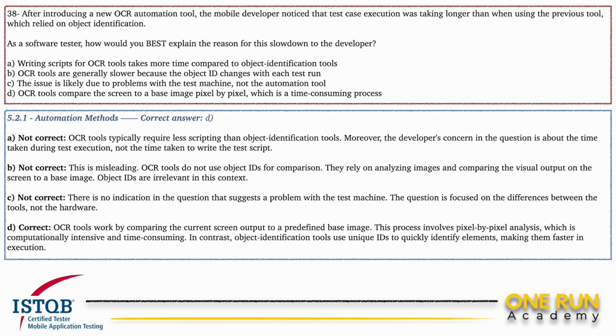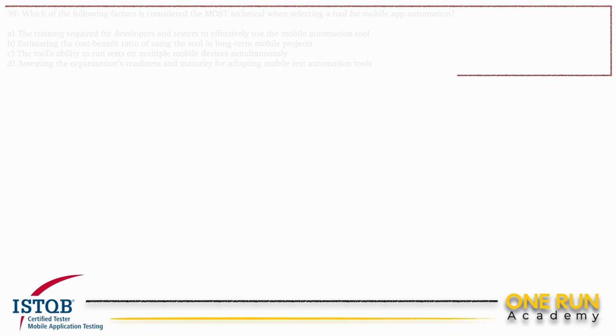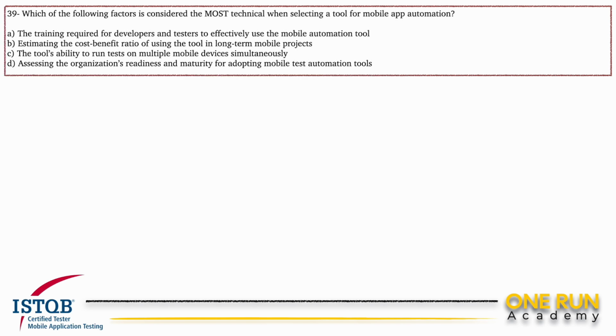Now, let's encounter question number 39, which says, which of the following factors is considered the most technical when selecting a tool for mobile app automation? A. The training required for developers and testers to effectively use the mobile automation tool. B. Estimating the cost-benefit ratio of using the tool in long-term mobile projects. C. The tool's ability to run tests on multiple mobile devices simultaneously. D. Assessing the organization's readiness and maturity for adopting mobile test automation tools.